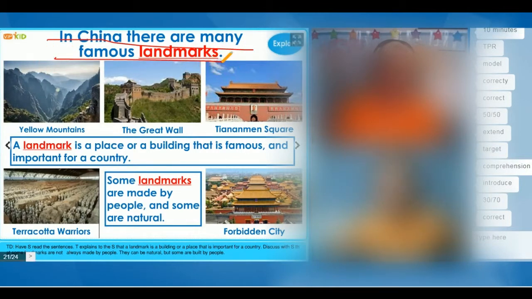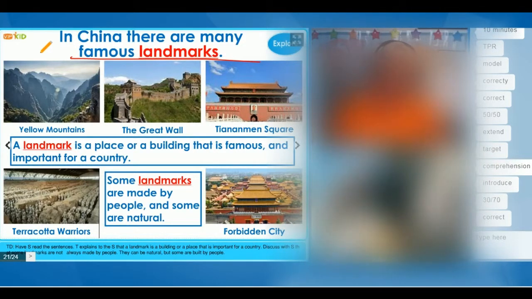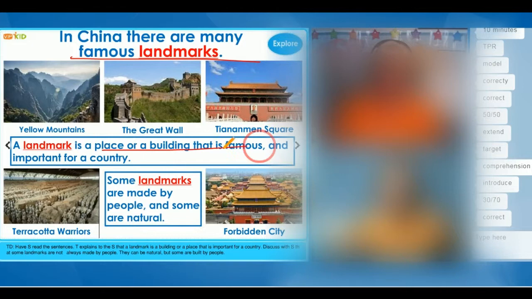Read. In China, there are many famous landmarks. Yes, famous landmarks. Famous landmarks. And read this, please.